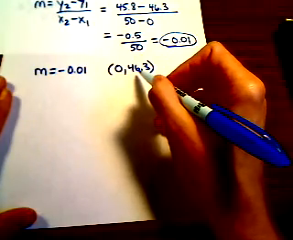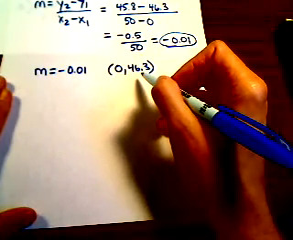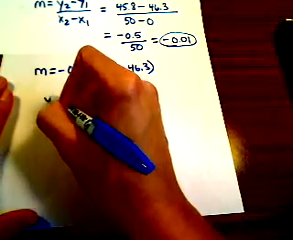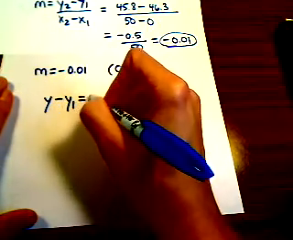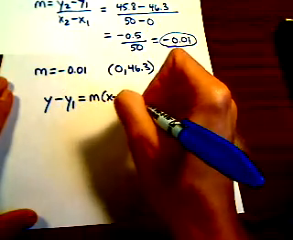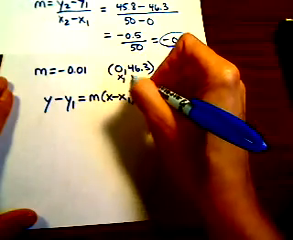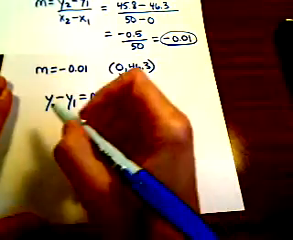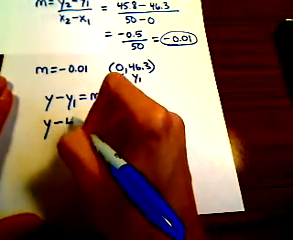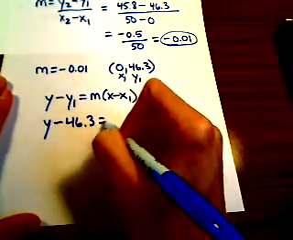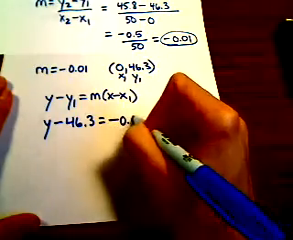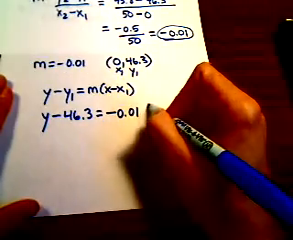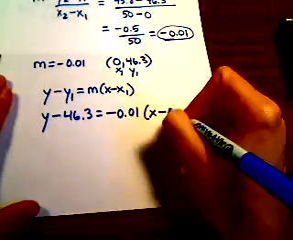Now this is actually the y-intercept, so you could just stick that directly into y equals mx plus b, but for the sake of learning, why don't we go ahead and stick this into the point slope formula, because sometimes you won't be given the y-intercept and you'll need to stick it into this formula. So this is y minus 46.3 equaling our slope negative 0.01 times x minus x1, which is 0.